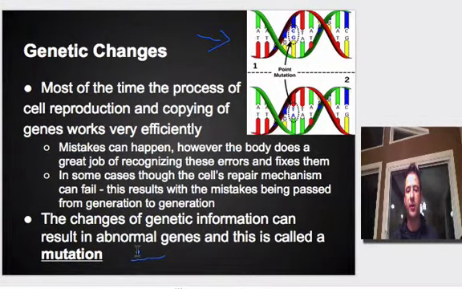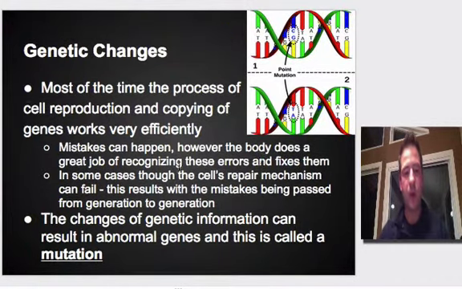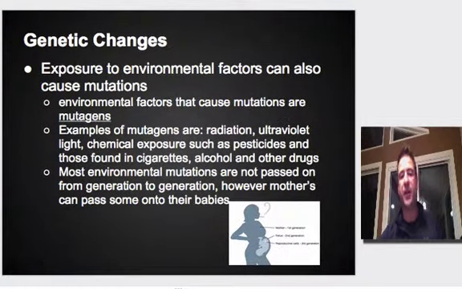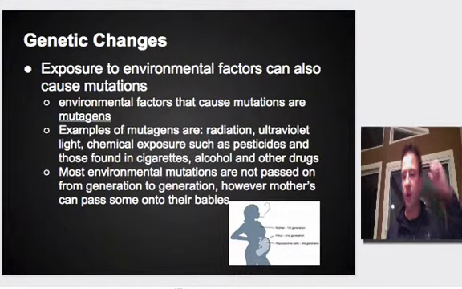Just take a look down here, you'll see that word mutation. This whole area is going to be important to know. We're talking about mutations, changes in genetic information, abnormal genes. These genetic changes can be caused by environmental factors. So it's not just things that occur within us genetically, but sometimes these things can be caused by things in the environment, and they cause those mutations.